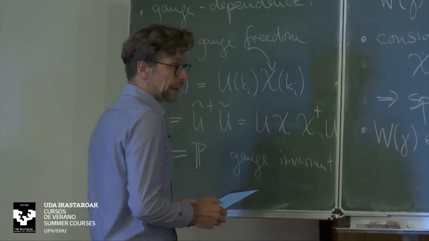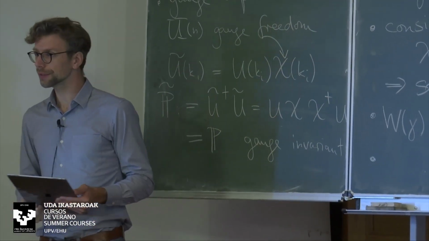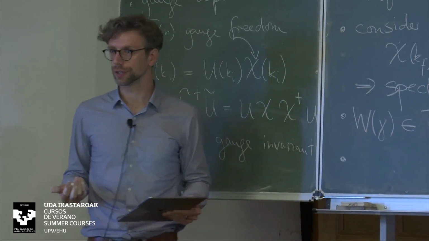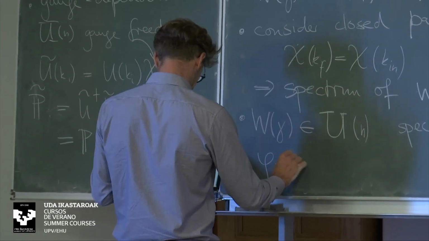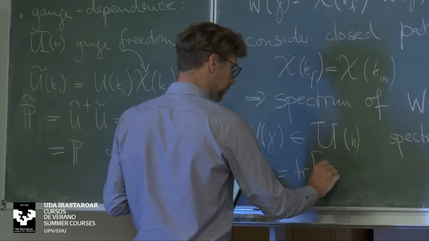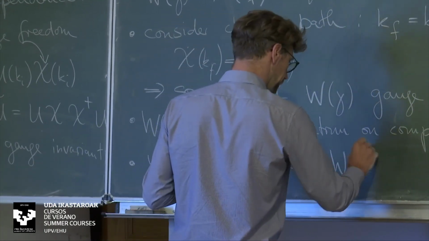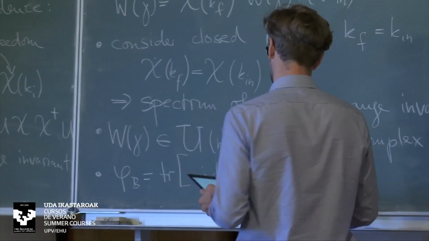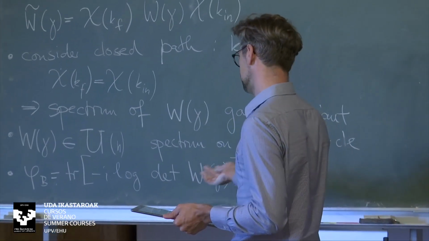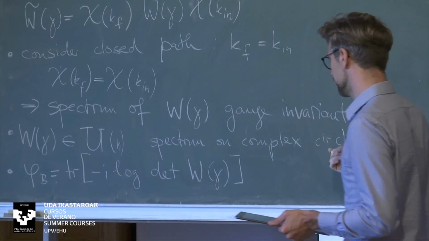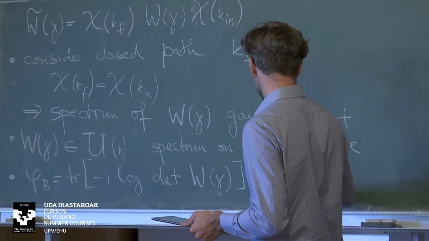Another important aspect of this spectrum is its trace. Again, the whole spectrum is gauge invariant, so it contains physical information, but in particular, it's often interesting to look at the trace. And I define this now as what I call the Berry phase. So it's the trace of minus i log determinant W of gamma. And that Berry phase can be anything. It's basically the angle of the complex eigenvalues, and in general, it's defined modulo 2 pi.